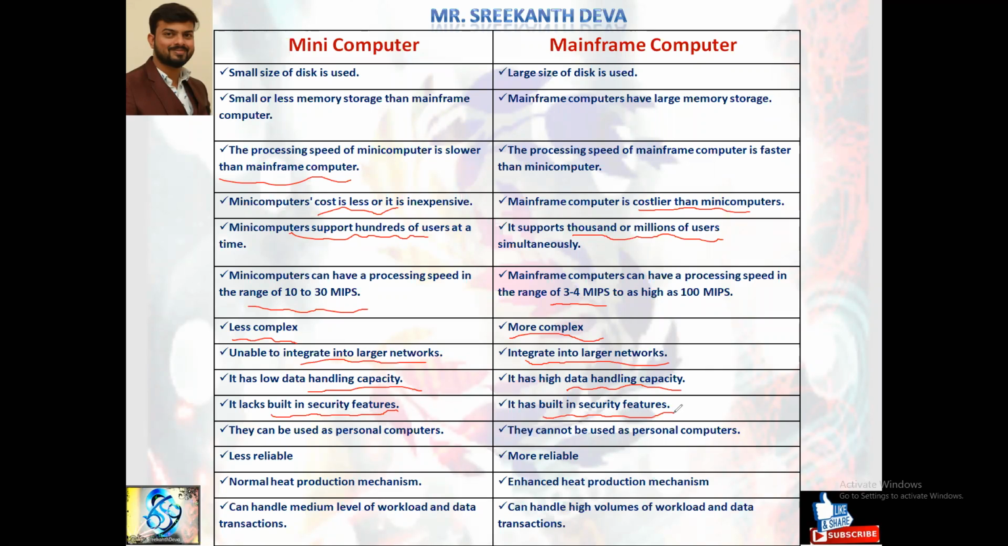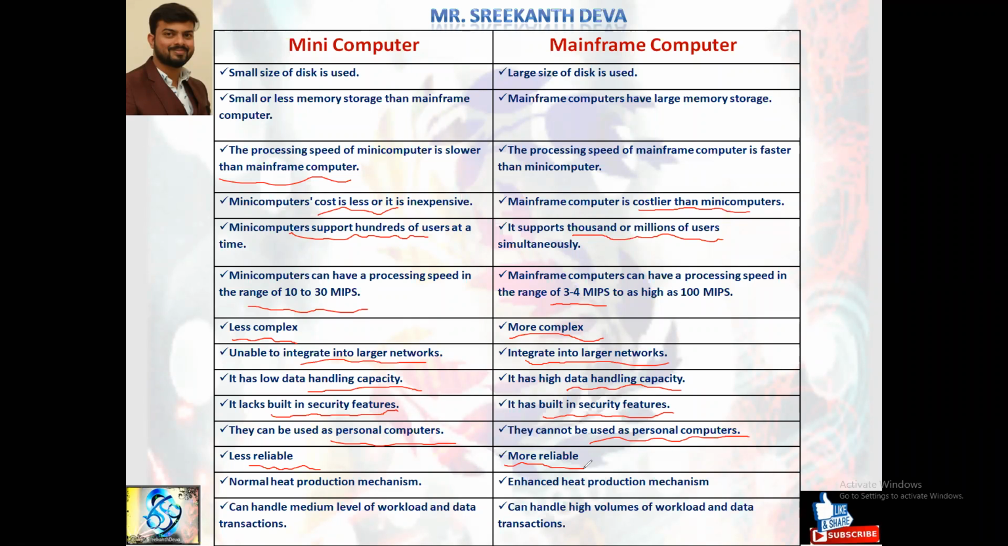There is some security while interacting with, accessing, and processing these applications. Some built-in security features are enabled in mainframe computers. Coming to mini computers, they can be used as personal computers, PCs. Mini computers can be used as personal computers, but mainframe computers cannot be used as personal computers. Mini computers are less reliable compared to mainframe computers. So mainframe computers are more reliable comparatively.